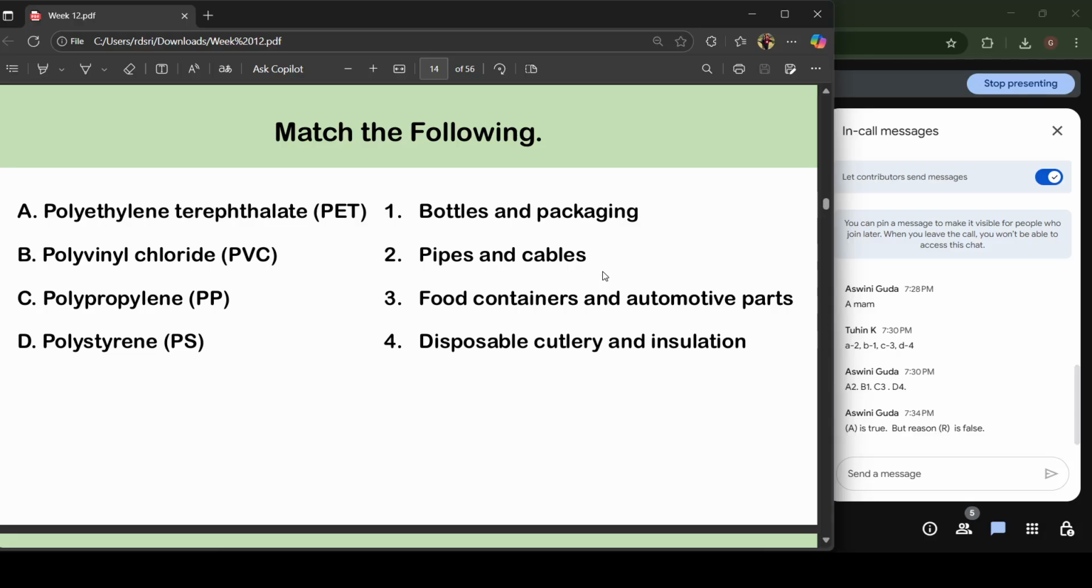Okay, again the type of plastic and its sources. So, these are the things that we see day to day, but are we able to classify the type of plastics that we are able to see? That is the question.